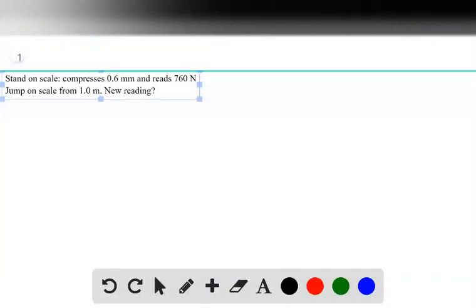Hey everyone, this is question number 88 from chapter 6. This question asks us to find the reading on a scale if you jump on it from 1 meter high. And we're given a reading if you just stand on it.